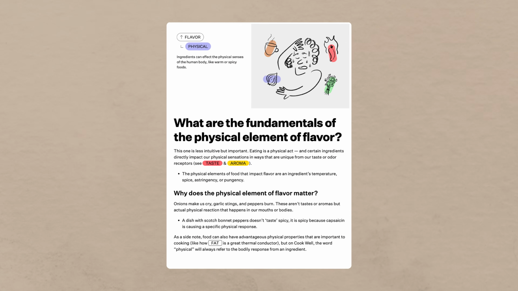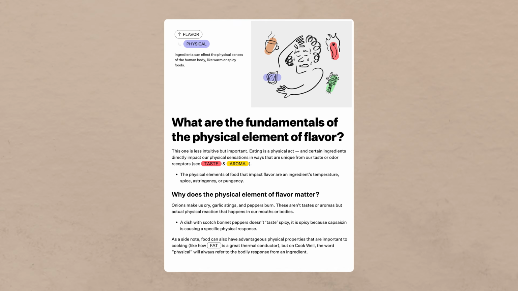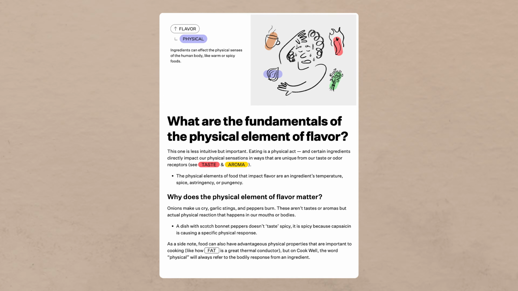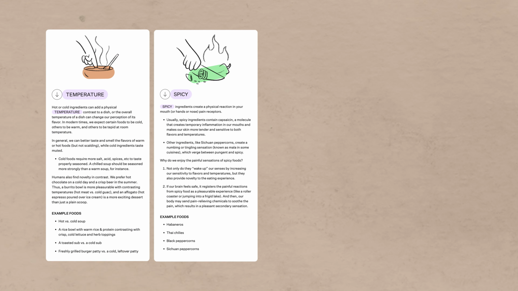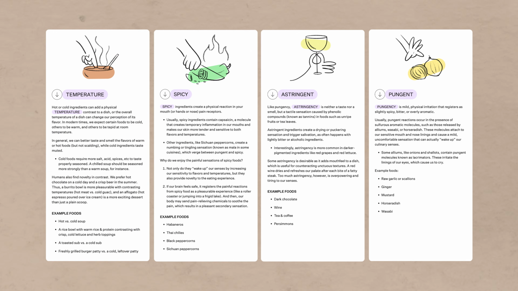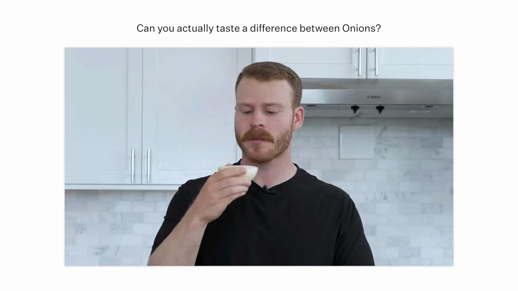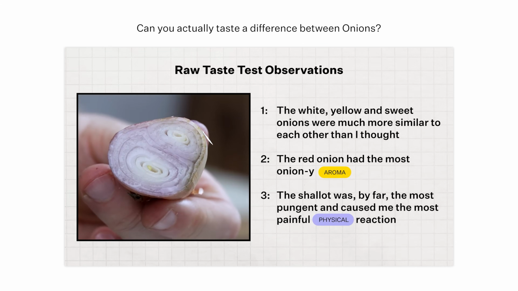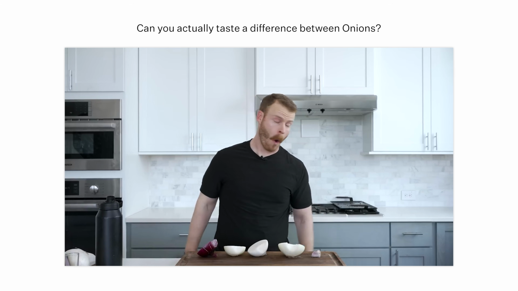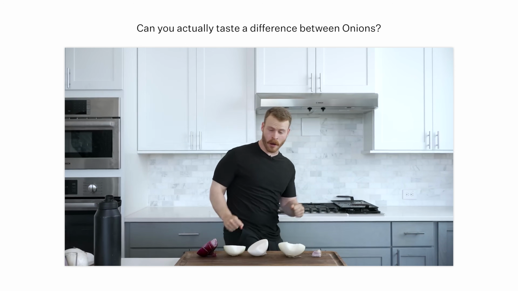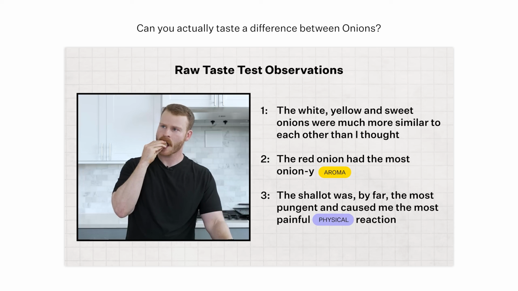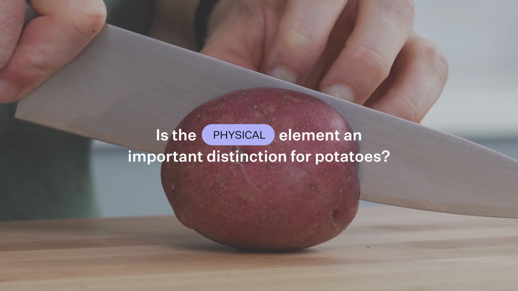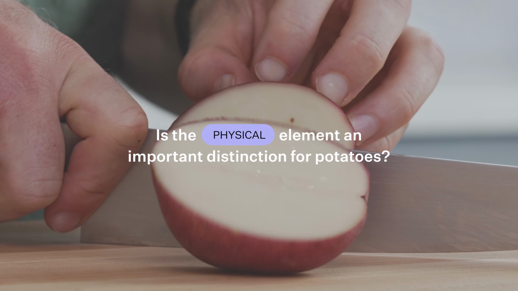Next up is the physical element of flavor, which is less intuitive but important to consider. The physical elements of food that impact flavor are ingredients' temperature, spice level, astringency, and pungency. And in the onion deep dive, one of the differences in the raw taste that I did is that raw shallots were by far the most pungent. Red onions were also very pungent, and then surprisingly to me, the white, sweet, and yellow onions were all similar levels in pungency.